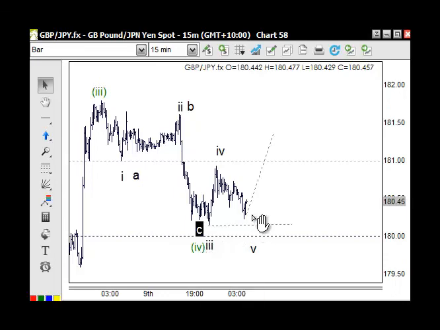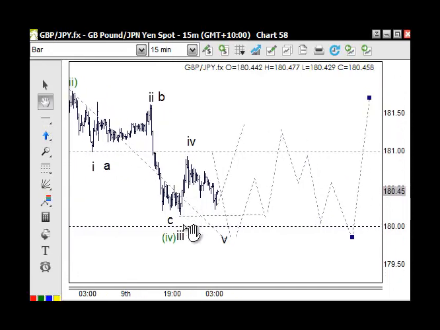Now if we get 5 waves here, this is where it gets a bit tricky. If this moves down here and makes a new low here, that means that we have 5 waves down here. That means that we'd get a counter trend in 3 waves, and then we'd get another 5 waves down, and that would complete the wave 4 at that stage. So it's quite critical what occurs at this point here.